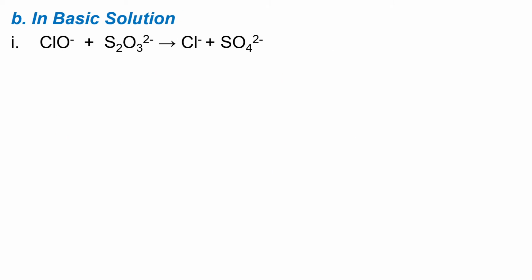So same steps as in acidic solution. So divide into two half equations. ClO minus produce Cl minus. S2O3 2 minus produce SO4 2 minus. Okay, 1 Cl, 1 Cl, 1 O, no O. So add H2O, 1 H2O, to balance for oxygen. Then we have 2 hydrogen, we add 2H plus.